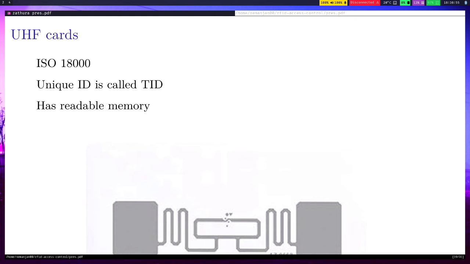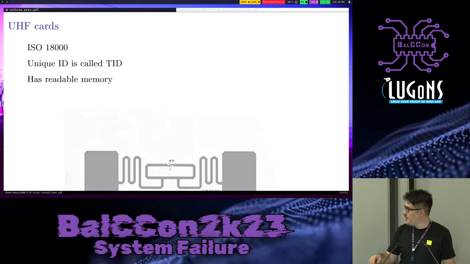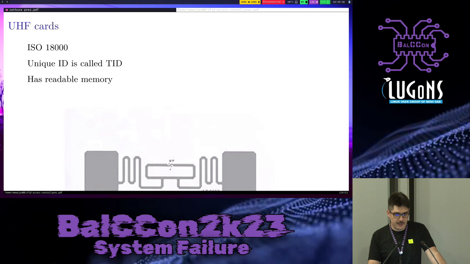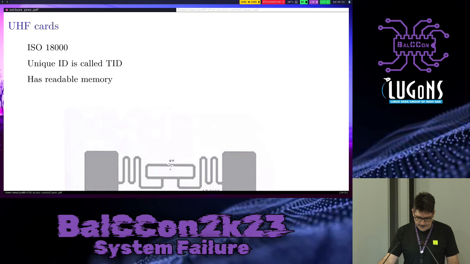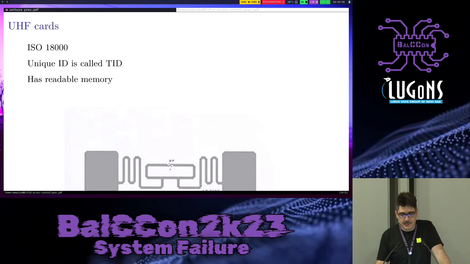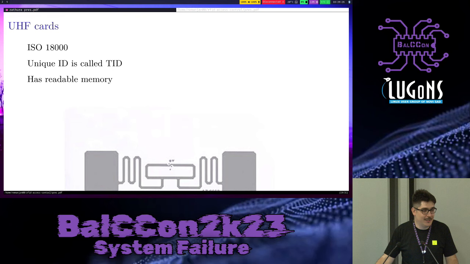Now we are finally to the weird stuff, UHF cards. As I said, if you have seen H&M tags or something like that, you have probably already seen weird shaped antennas. There's pretty much one standard that dominates the market. It is ISO 18000. Finally, something that's really standardized. It has a unique ID as all other cards, but somebody just decided it should be called TID in this case. You have no idea why. Its main feature is that it has readable memory, and that's mostly used for inventory management systems. People store something called EPC inside of it, and it's pretty much like a serial number for that item.